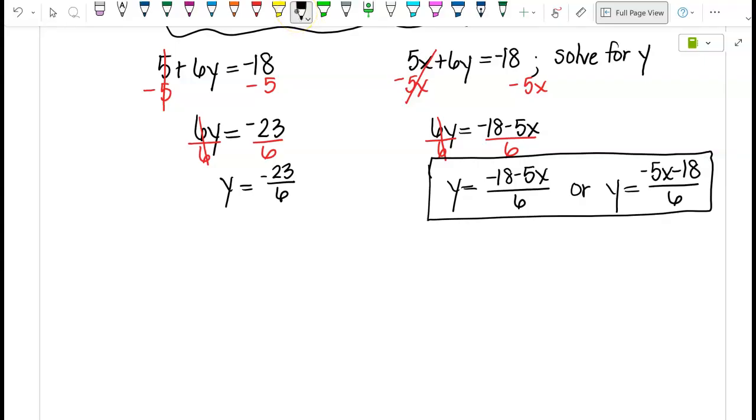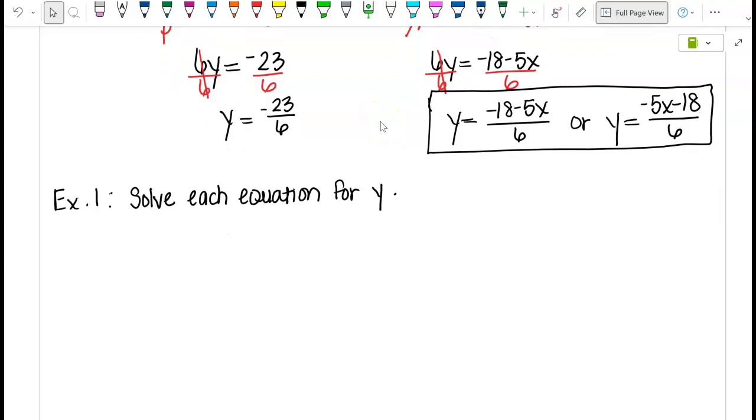All right, so example 1, solve each equation for y. So the first one I'm going to put up here is 2x minus y equals 2.